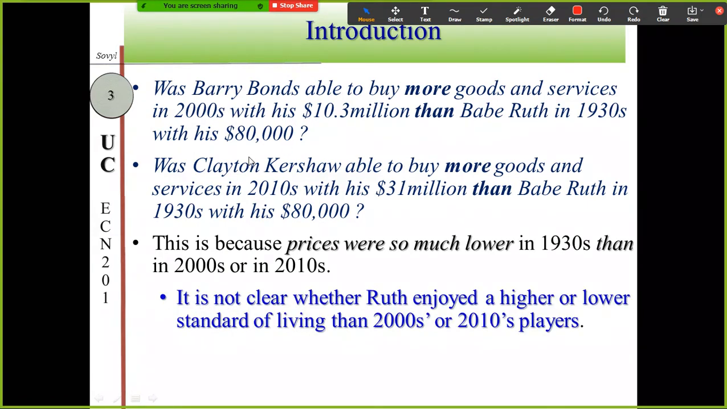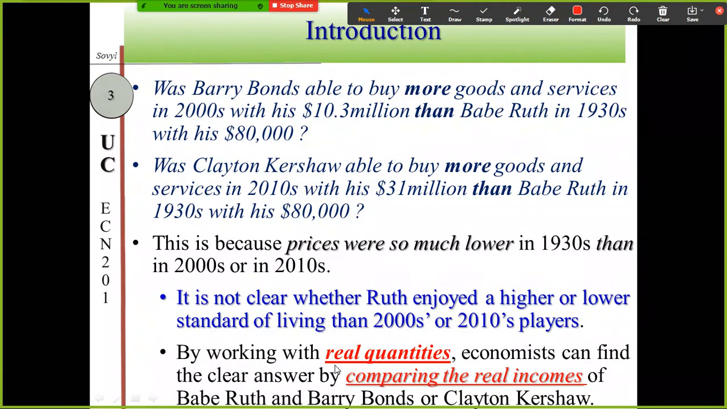However, with these two questions, it's not clear whether Ruth enjoyed a higher or lower standard of living than the player in the 2000s, Barry Bonds, or the player in the 2010s, Clayton Kershaw. So we are not sure how to answer this question. In order to answer these two questions, we need to learn this chapter.